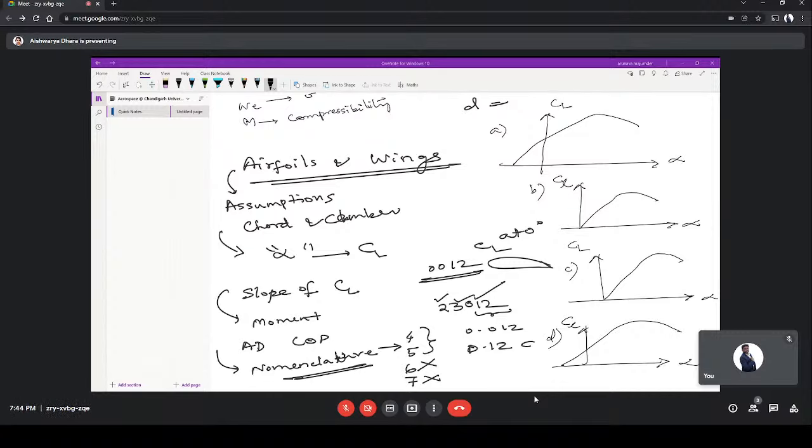Okay, now another question I got in the chat box. I request others to answer this one, like which curve is going to be correct. If not, I will be guiding you.